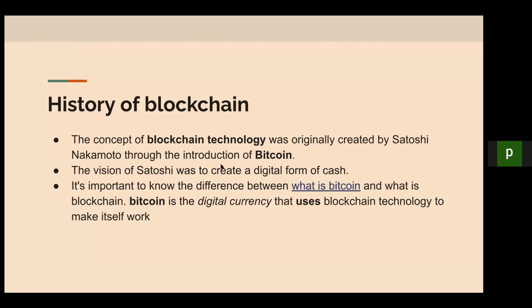The vision of Satoshi was to create a digital form of cash, but with some additional properties like no intermediary, completely transparent, and things like that. One more thing: it is important to know the difference between Bitcoin and blockchain technology. People generally confuse Bitcoin with blockchain. Bitcoin is the digital currency that uses blockchain technology to make itself work. Blockchain technology is the underlying technology that enables Bitcoin to work.